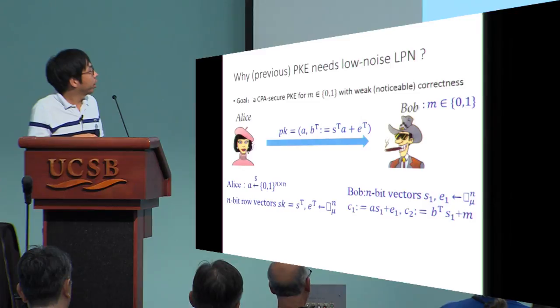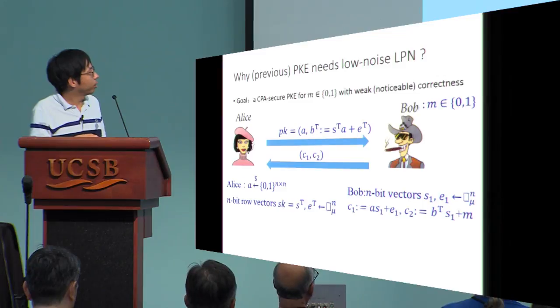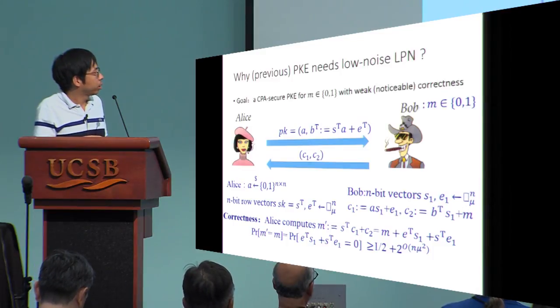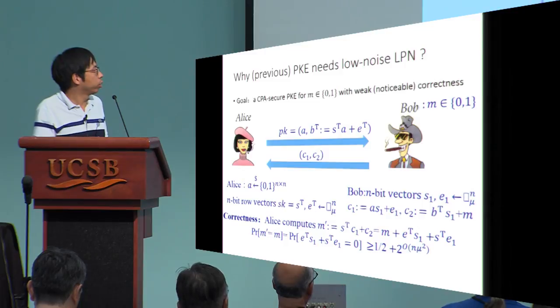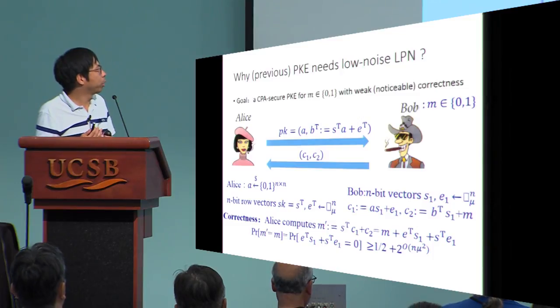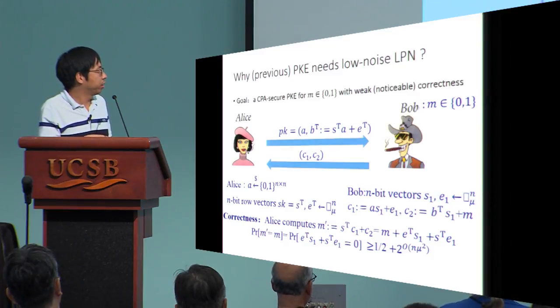Okay, and Bob will do the same. He will sample two column vectors from the noise distribution, compute the samples corresponding to the same matrix, and send them back. Actually, the message is also encrypted. Here the notation means the inner product between two m-bit vectors. Then Alice can decrypt the message. She just computes m prime, which is almost m subject to the noisy bits. These two noise bits are both the inner product between two m-bit binary distributions. Here I give the lower bound of the correctness.